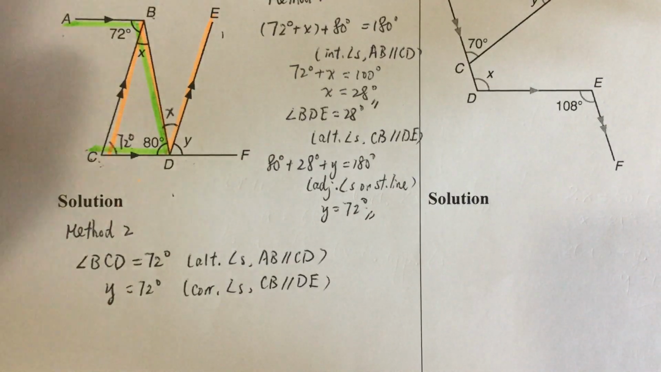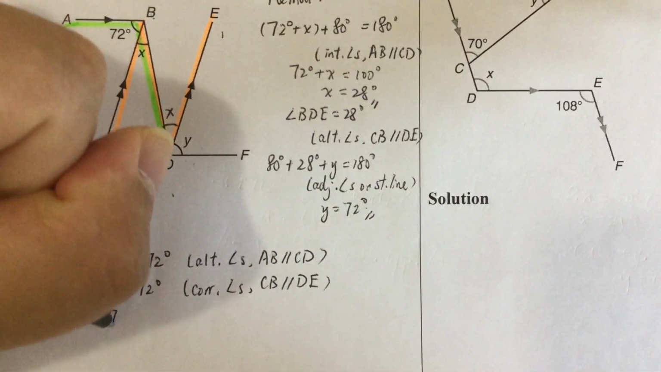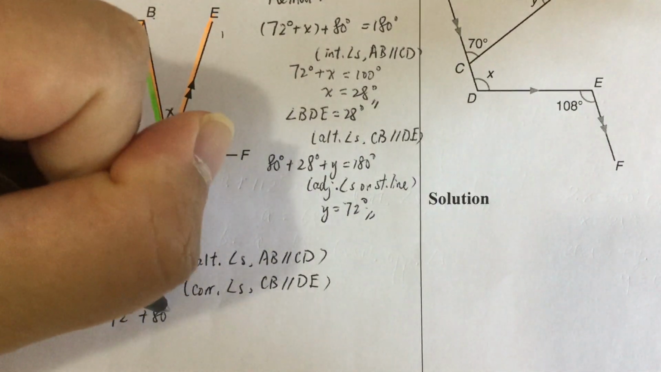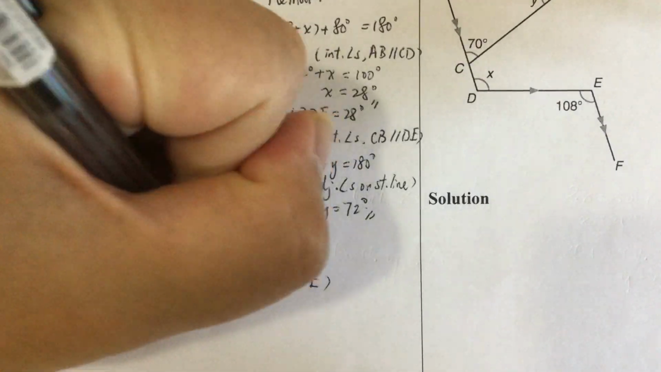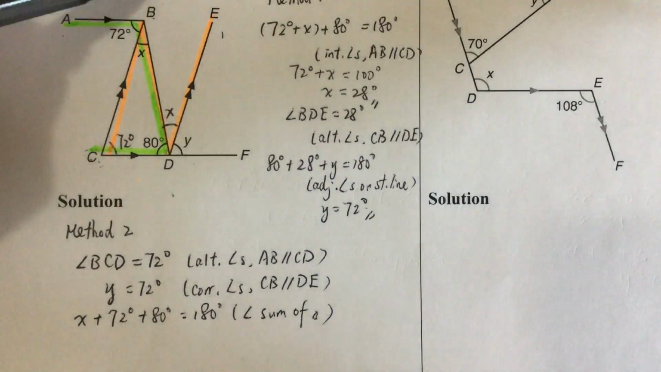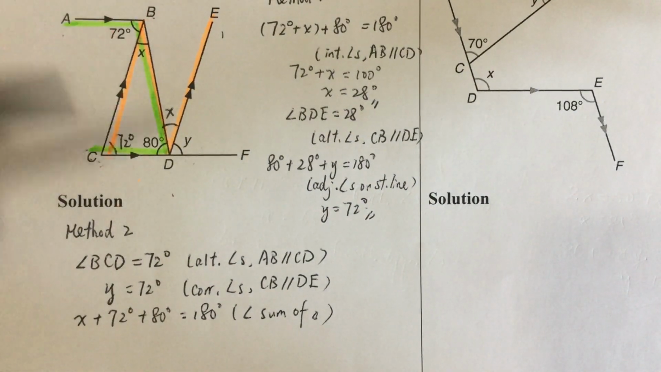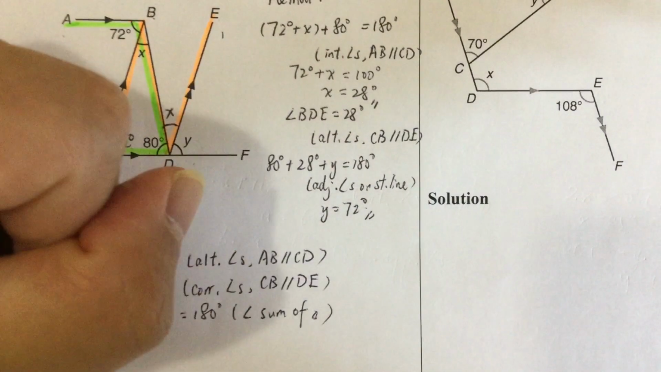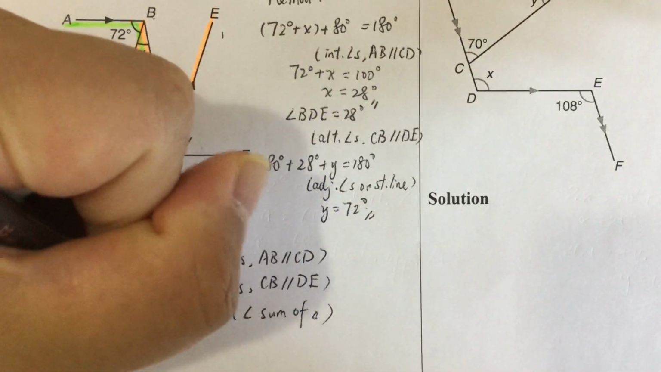This is the angle sum of triangle. X plus 72 degrees plus 80 degrees will equal 180 degrees. Once again, this one is angle sum of triangle. This is not adjacent angles on a straight line, because these are the angles inside the triangle. So finally, you will see X is once again 28 degrees.